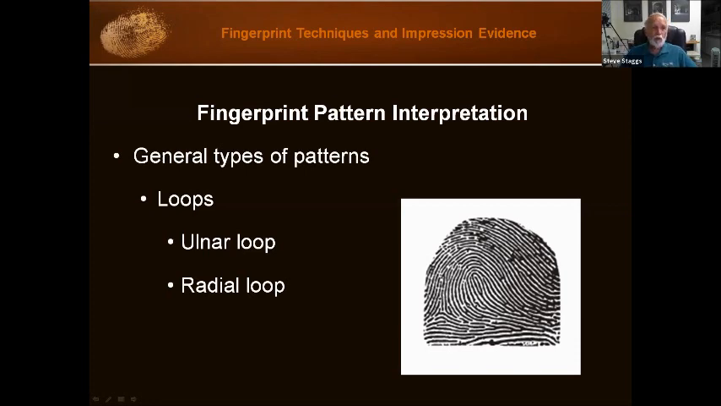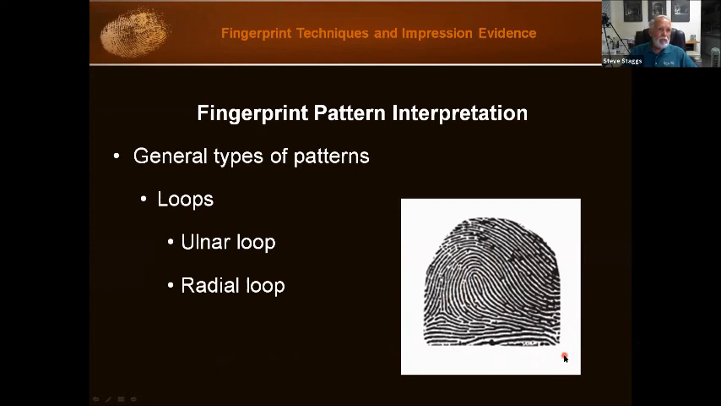All right. So in other words, the ridges come in one side of the pattern, as we see here. They run or tend to run to the approximate center of the print. They recurve, in other words, they make a U-turn and run out or tend to run out the same side they began. All right, so here we have it. This is a loop because the ridges flow in and flow out the same direction with a recurve.